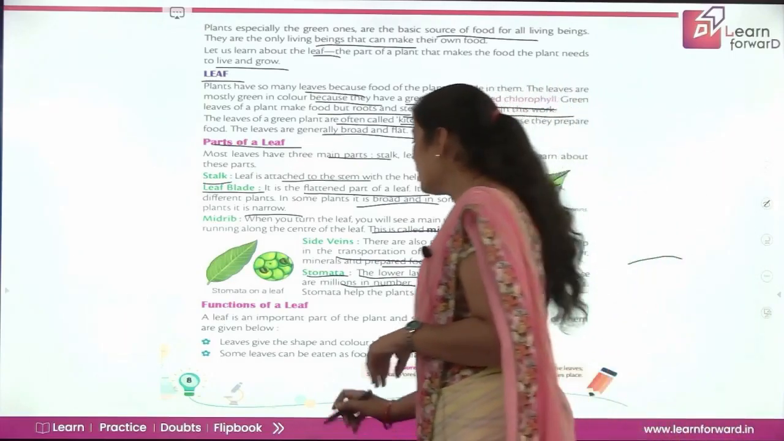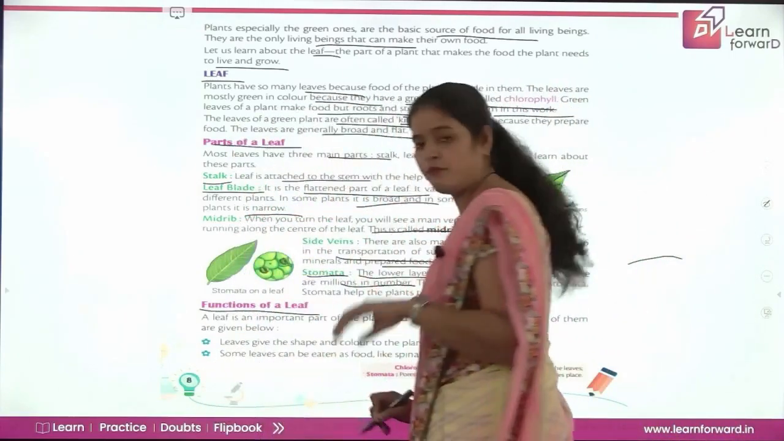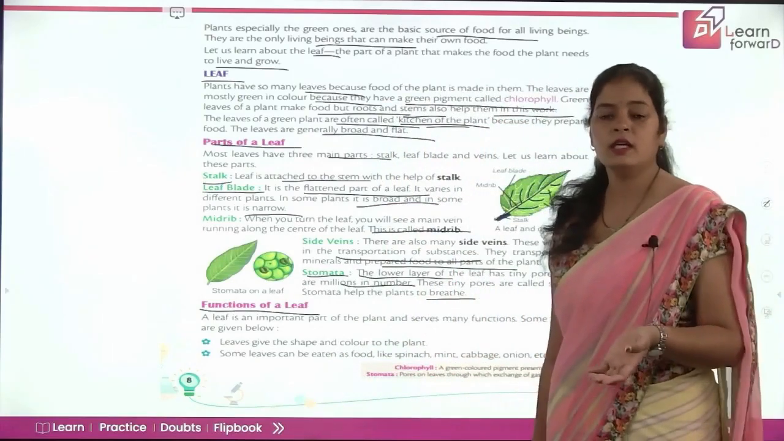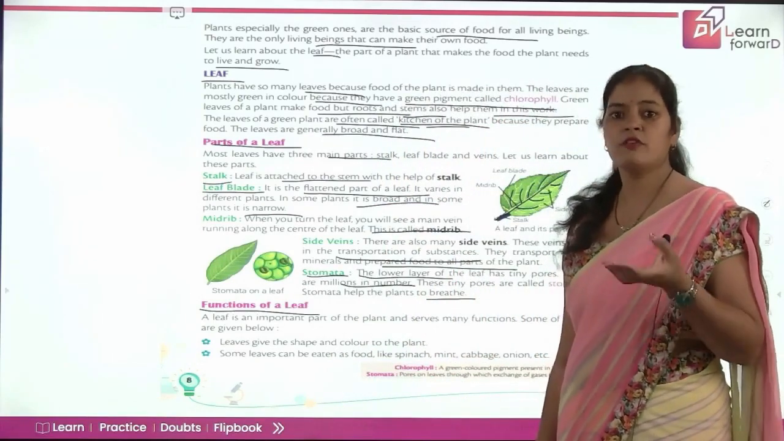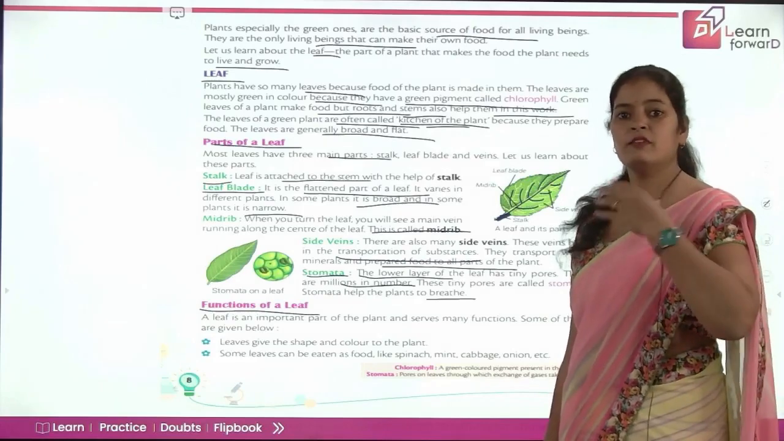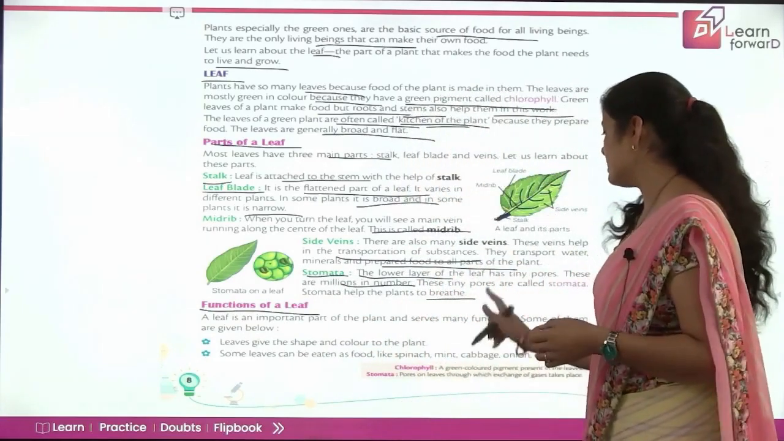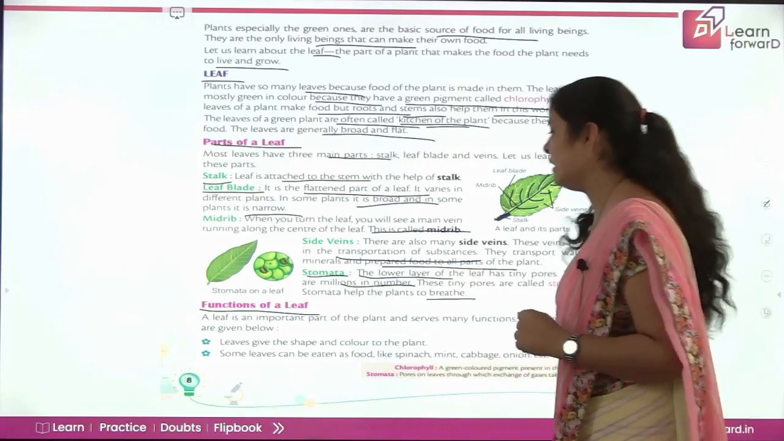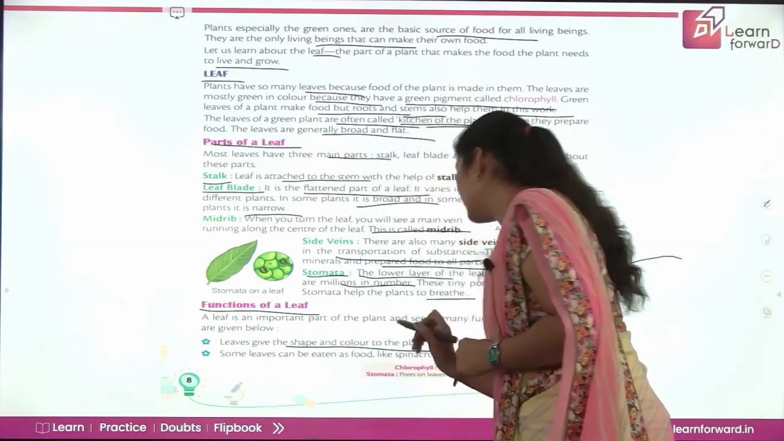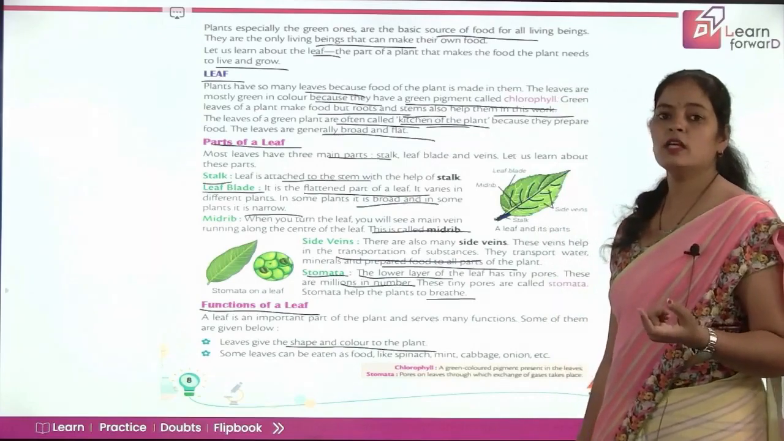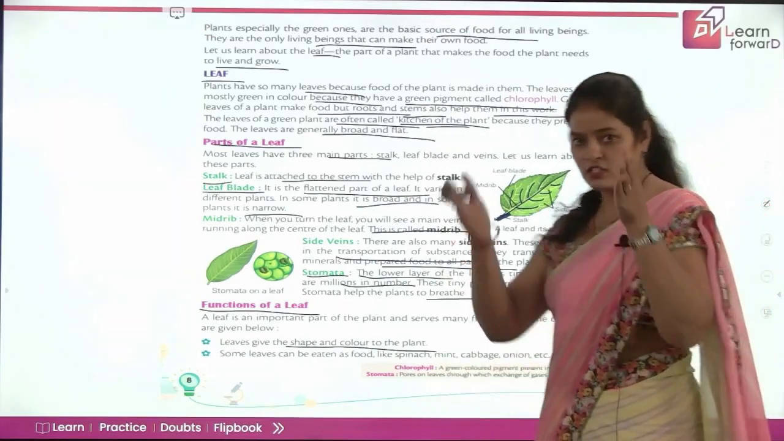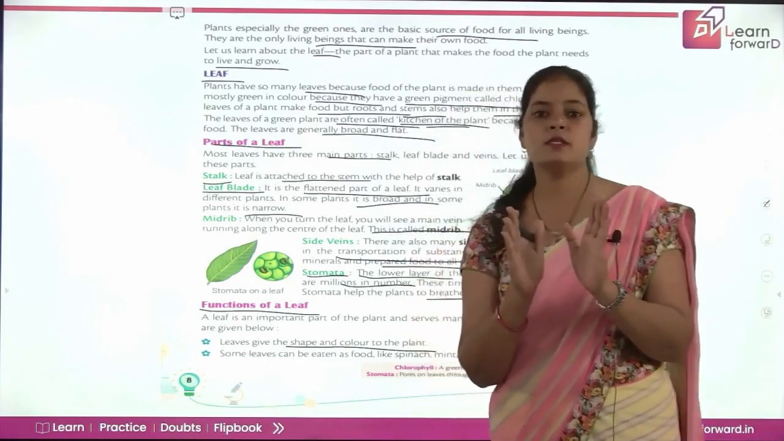Okay. Now what is the function of the leaf? We are talking continuously about it: photosynthesis is the function that is basically with the leaves. So first function is that. Leaf is an important part of the plant and serves many functions. Let's see what they are. Leaves give the shape and color to the plant. First, we know that the trunk of the plant, that stem part, is woody. So it is always brown in color.